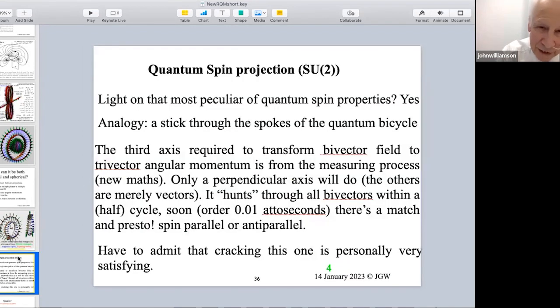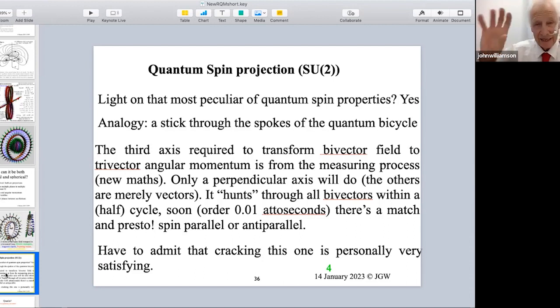Actually the quantum spin is very interesting, and this is one that I personally really enjoyed doing. The thing is, if you're looking at quantum spin, you're looking at the projection onto a piece of measuring equipment. So what it does is it hunts through all the bivectors within a half cycle, and in the order of 0.01 attoseconds, there's a match. And it's only when you get a match that you get transfer, because only at that point do you get a resonant harmonic coherence. So this is why the spin's always in the same direction.